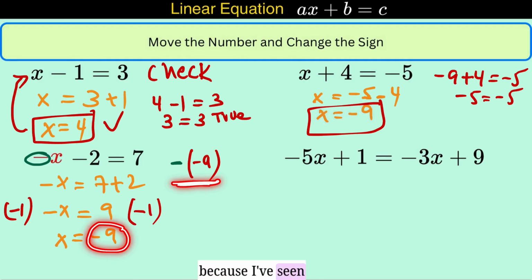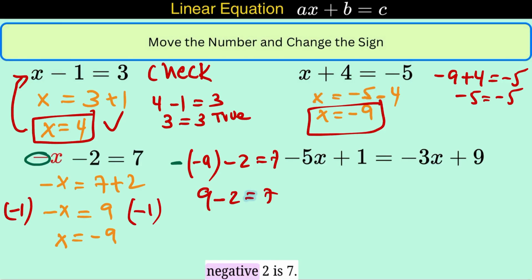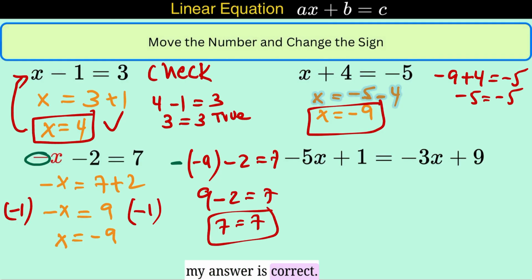Pay attention to this. It's very important because I've seen a lot of mistakes. Then equal 7. Sorry, negative, let me erase this. So I have negative 2 is equal 7. What's a negative? Negative times negative, it will give me positive. So I'm going to get here 9. Negative 2 is equal 7. Now 9 times 9 negative 2 is 7. 7 equals 7. So my answer is correct.